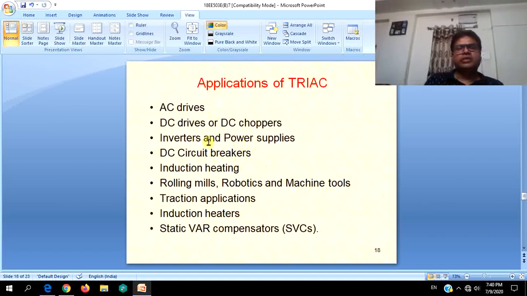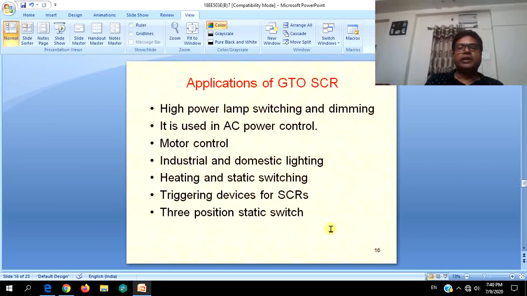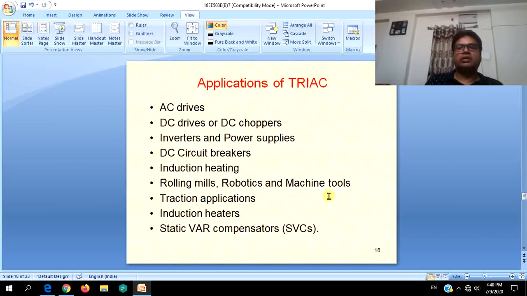Again, applications of triode: AC drives, DC drives or DC choppers, inverters and power supplies, DC circuit breakers, induction heating, rolling mills, robotics and machine tools, traction applications, induction heaters, static wear compensators. When compared to SCR and GTO SCR, diac and triac are bidirectional devices. They can be used for both DC as well as AC drives as they are bidirectional. The drawback of triac is it is suited for low power applications.